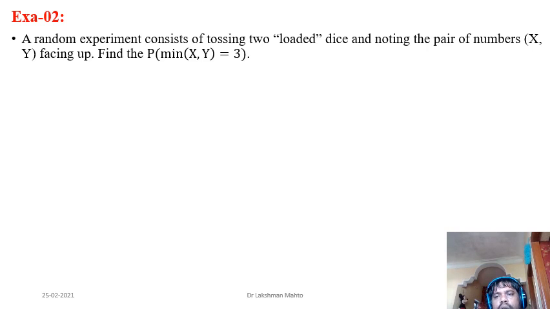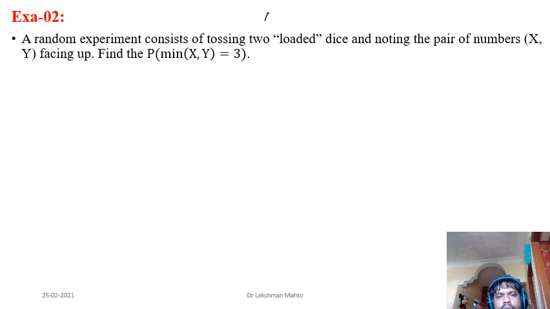We are associating two random variables. X is the outcome you observe in the first die, and Y is the outcome you observe in the second die. Because you roll both dice together, you are talking about the joint occurrence of X and Y. So you have to find the joint probability mass function of X and Y. Also, I am associating one more question: you have to find the probability mass function of the minimum of X and Y.